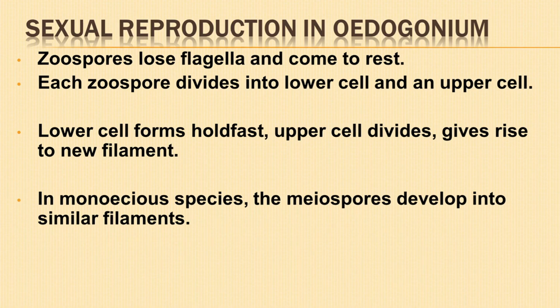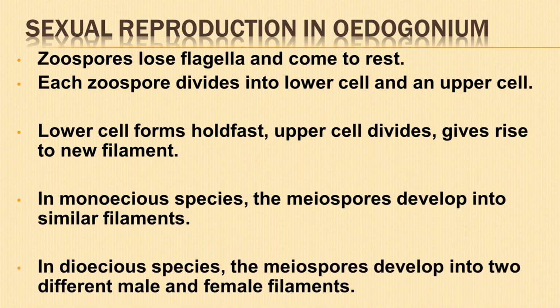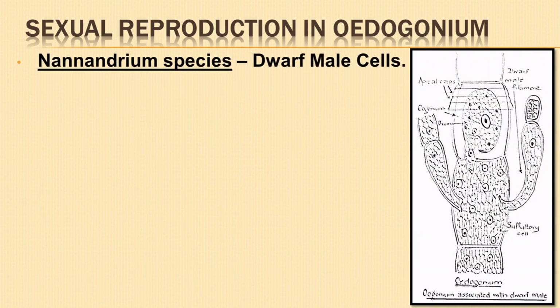In monoecious species, the meiospores develop into similar filaments. In dioecious species, out of the 4 meiospores, 2 meiospores develop into male filaments and the other 2 meiospores into 2 female Oedogonium filaments. Now we shall study about the Nannandrium species.